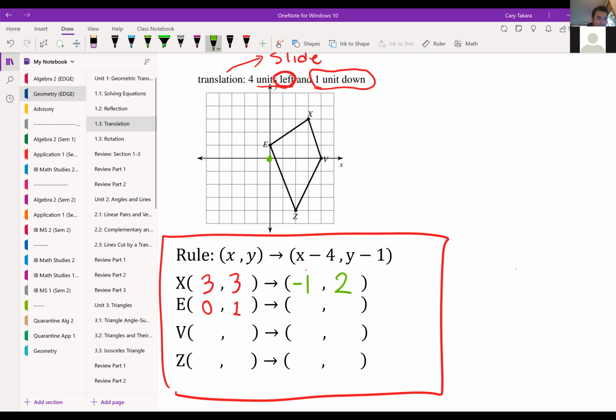Now we are going to apply the rule, which is to subtract 4 and then subtract 1, right? So what's 0 minus 4? Isn't that -4? Okay. And then 1 minus 1, and that's going to be 0. So the new location, E prime, is going to be -4, 0. X prime is going to be -1, 2.